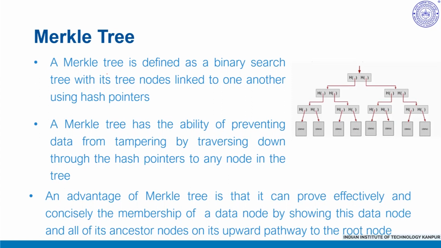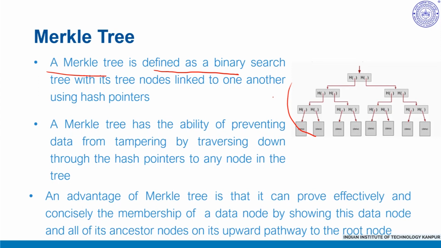Again, here another important component is the Merkle tree. A Merkle tree appears like this, and it is defined as a binary search tree with its tree nodes linked to one another using hash pointers. It is another useful data structure used for building a blockchain.